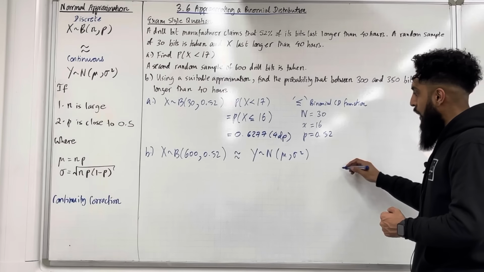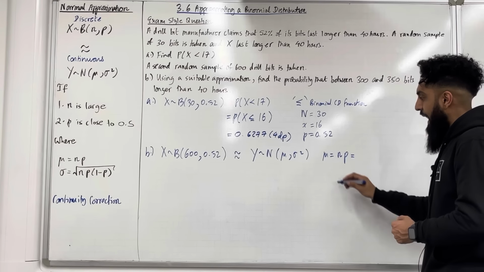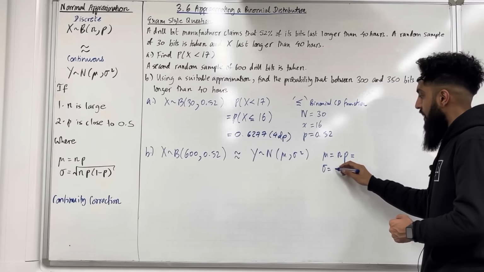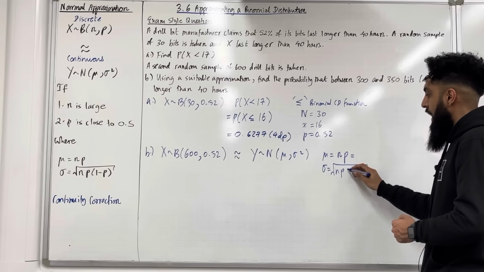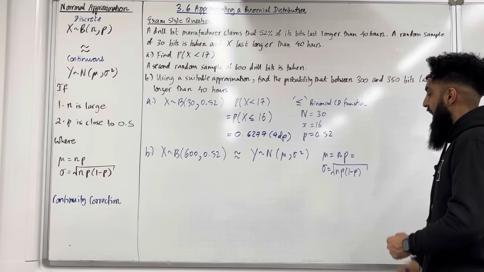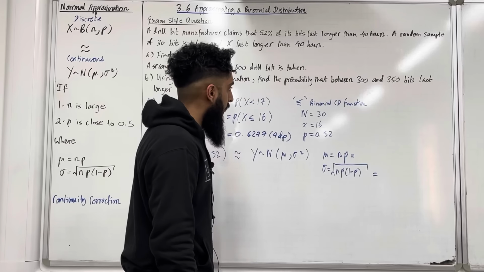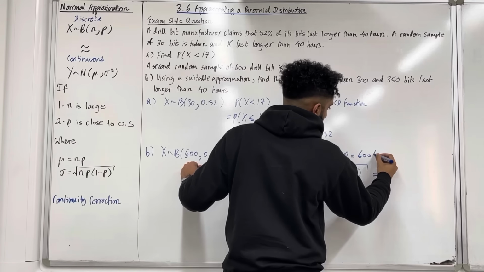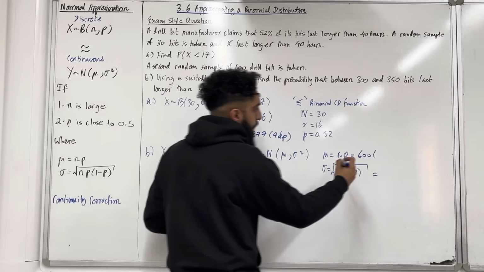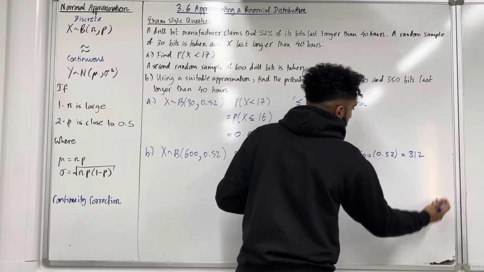Okay, so to calculate mu, we have to apply the formula sample size multiplied by the fixed probability P. And to calculate the standard deviation, we have to apply the formula square root of the sample size multiplied by the fixed probability P multiplied by 1 minus P in bracket. Okay, so let's first of all calculate the mean mu. We have 600 multiplied by 0.52. So if I put this into my calculator, I get 312.